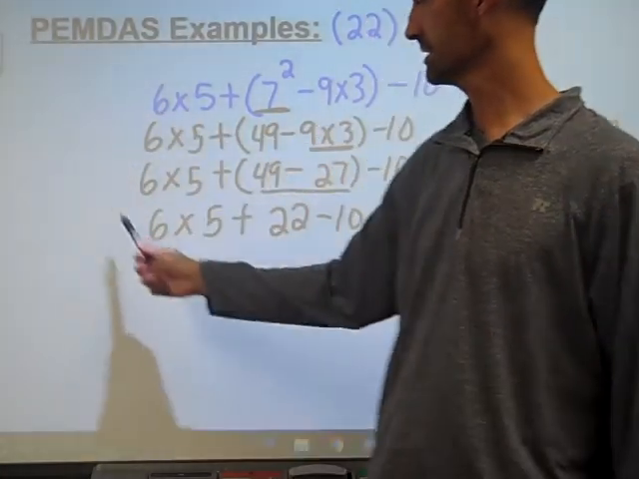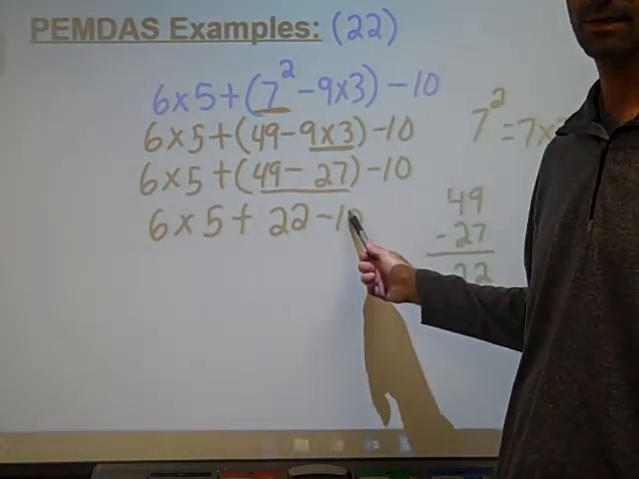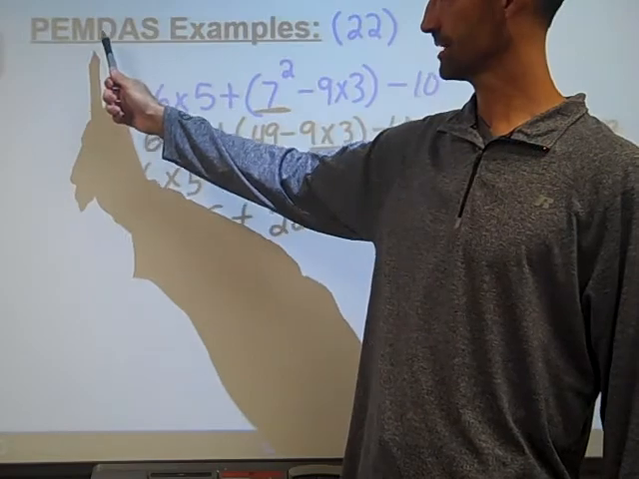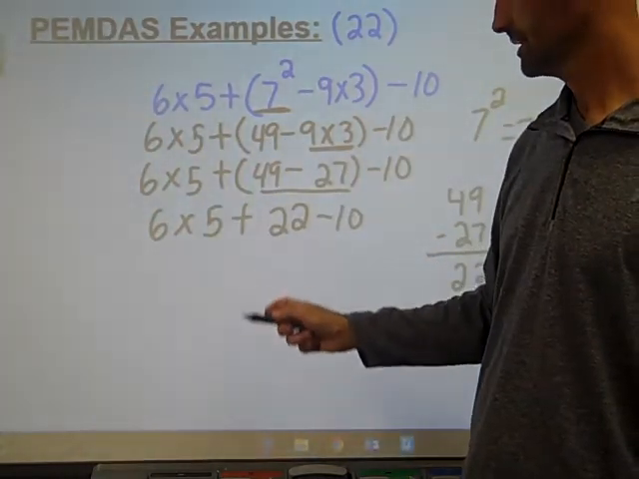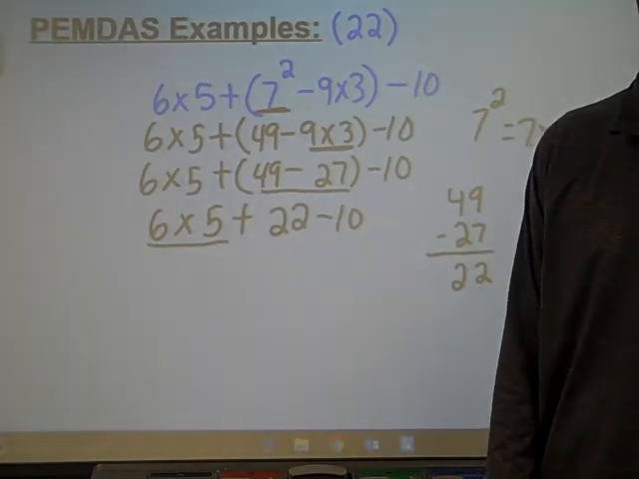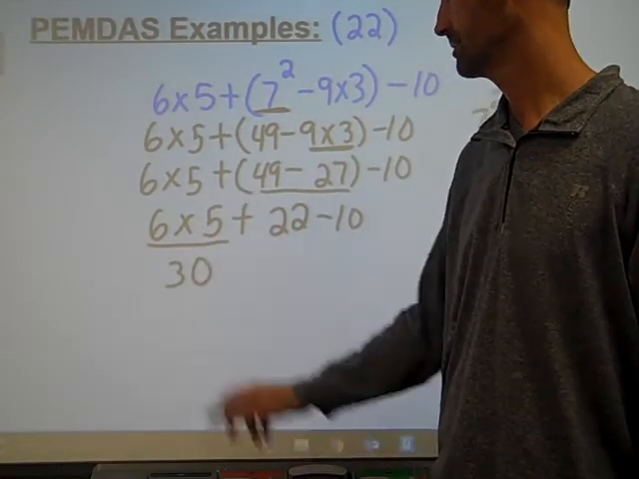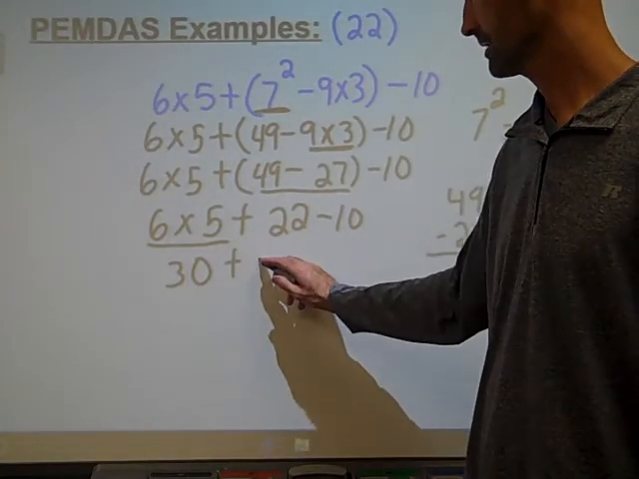Are there parentheses? No. Are there any exponents? No. Is there multiplication or division? Yes. Only multiplication, so that's the next step. 6 times 5, 30. Copy everything else.